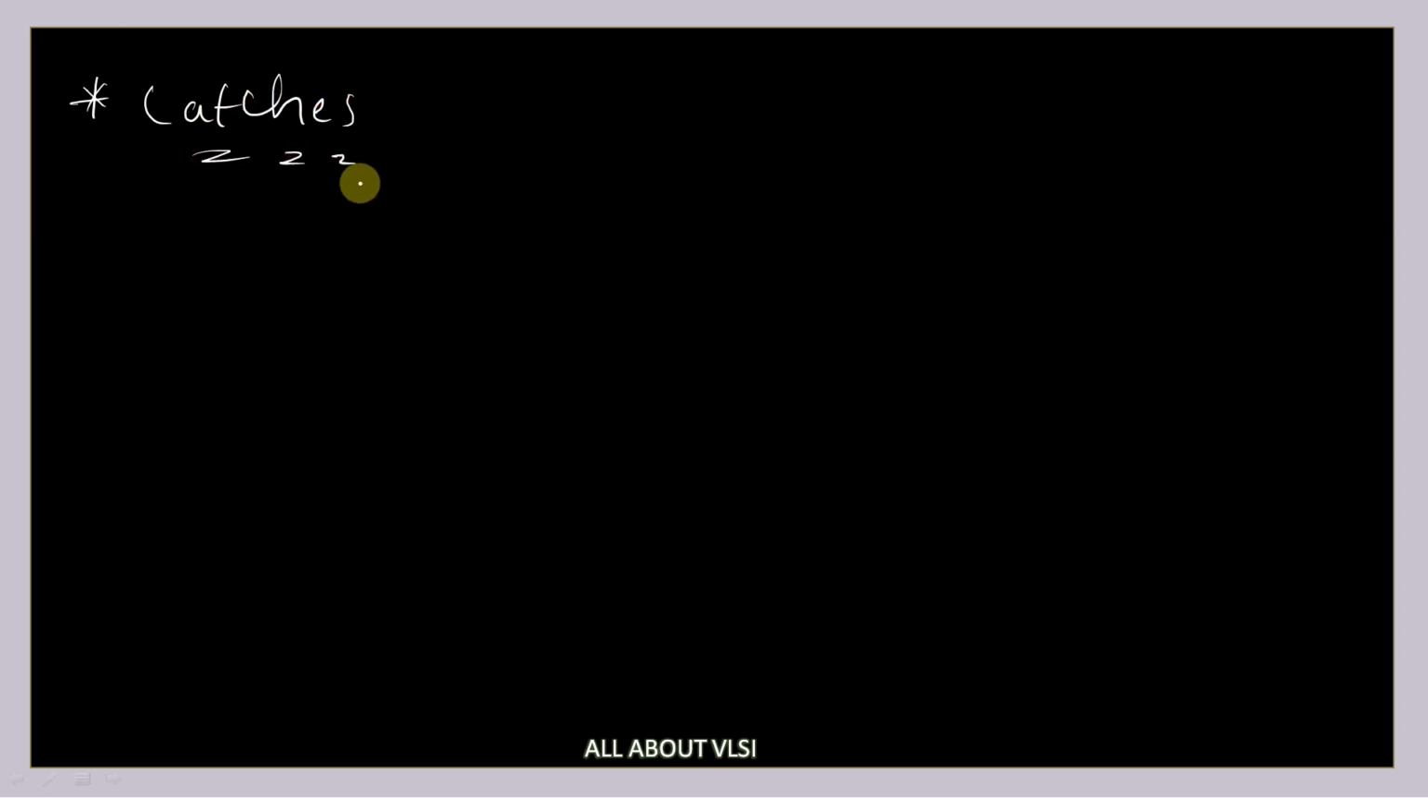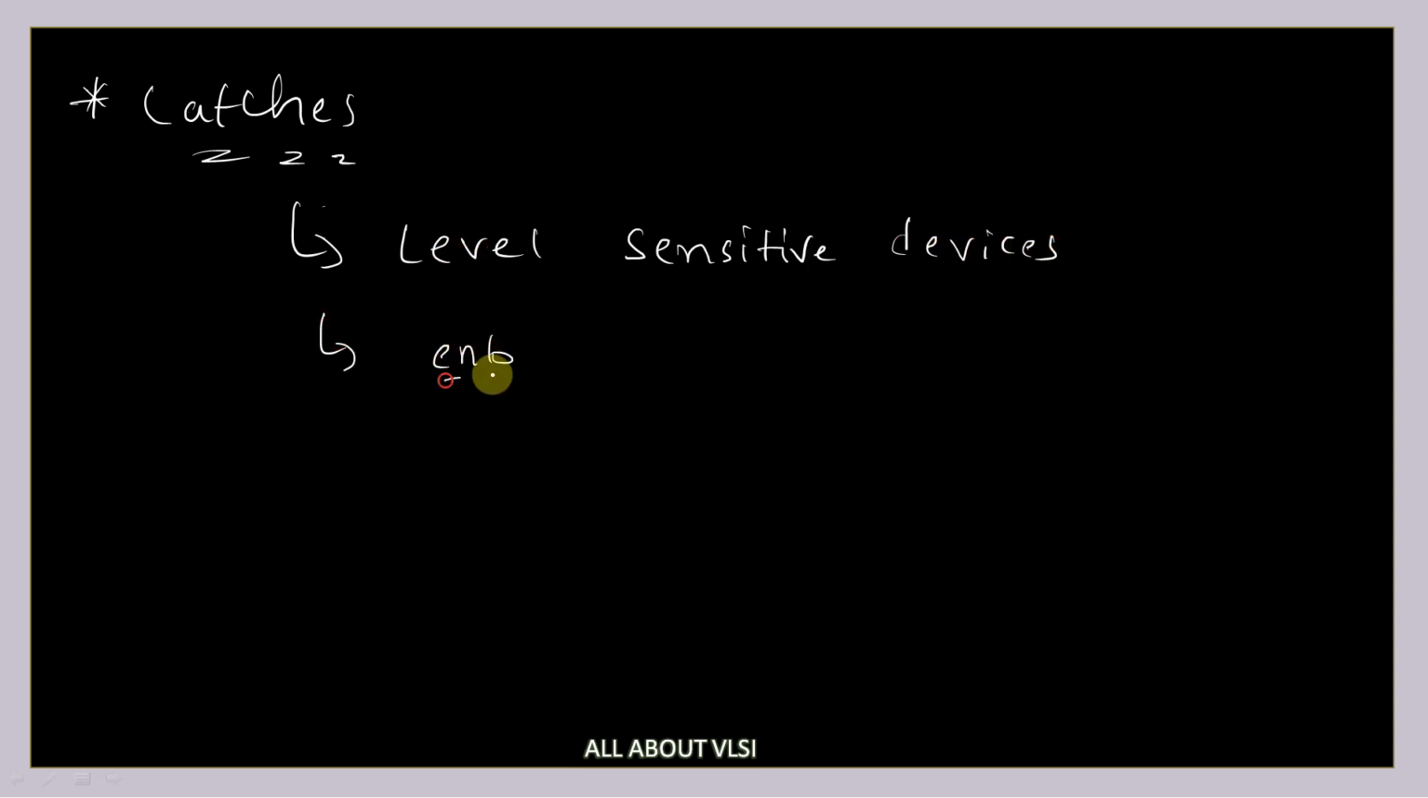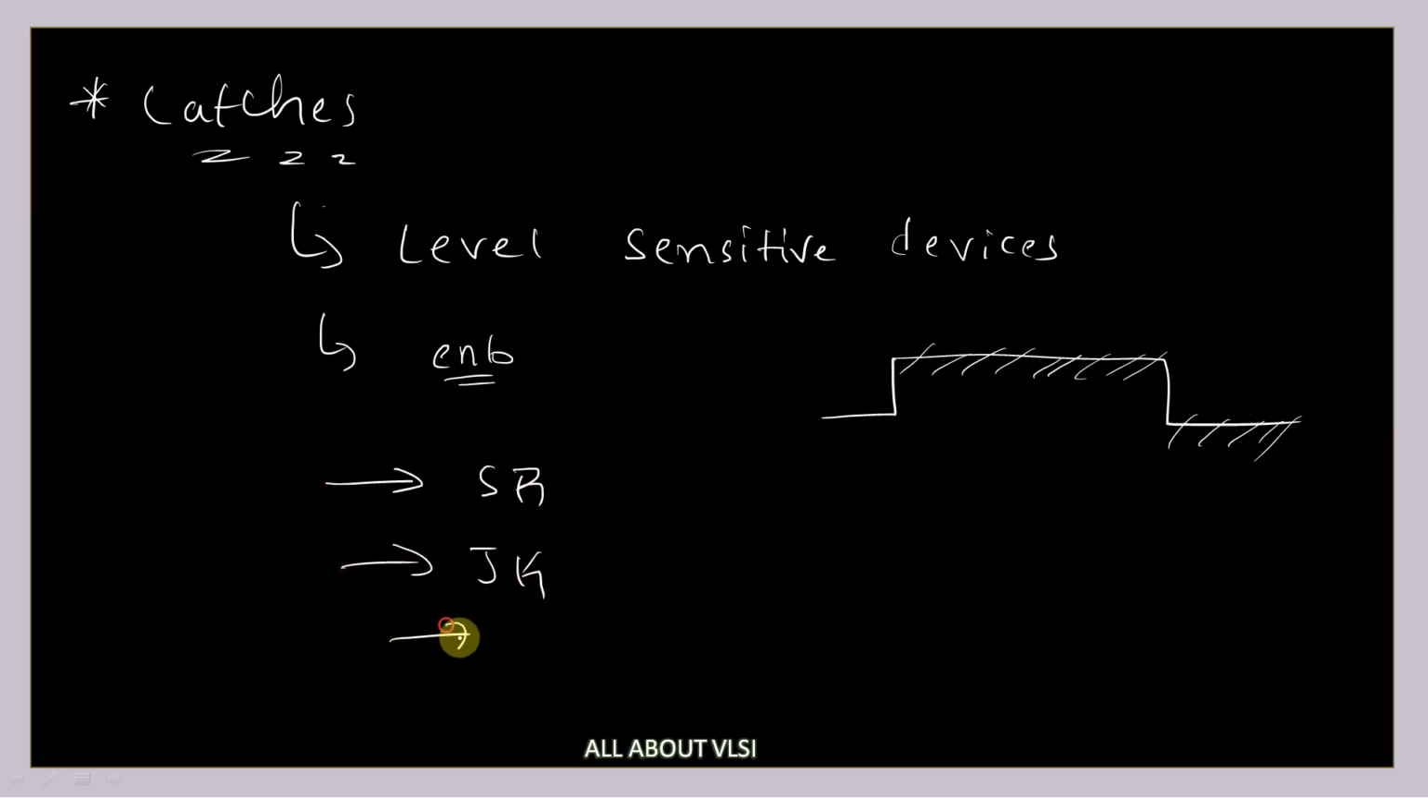Now as we know, latches are nothing but level sensitive devices, and they work on the enable signal. Whenever there is a positive level on your enable, then your device will work, or else your device is not going to work. So this we need to design. We are going to design a basic SR latch, JK latch, D latch, and T latch. I am talking about latches, not flip flops.